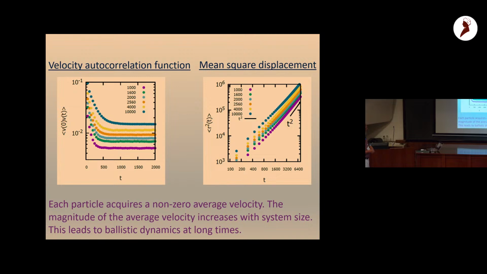The important thing is that it's not going to 0 at long times. It is going to a constant value, saying that each particle in this situation acquires a non-zero average velocity. And that makes the mean square displacement ballistic at long times. As long as the average velocity is non-zero, you will get a t-squared dependence. So that's fine. But again, there is strong system size dependence.